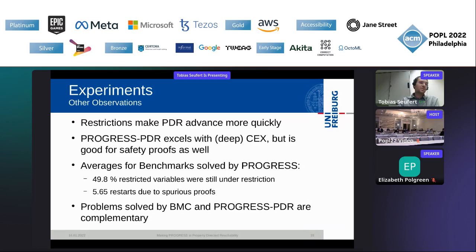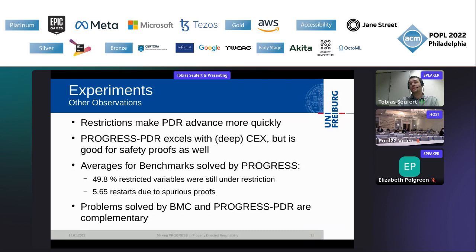It meets the result of standard PDR with respect to safety proofs, and there are even some unique solves here. And some other stats. When we solved something under restriction, on average, we still had half of our initially restricted variables under restriction. And on average, we required 5.65 restarts of our progress algorithm due to spurious proofs.